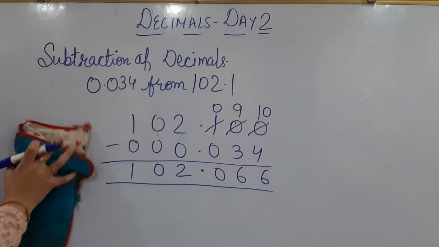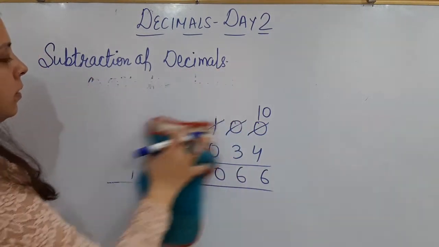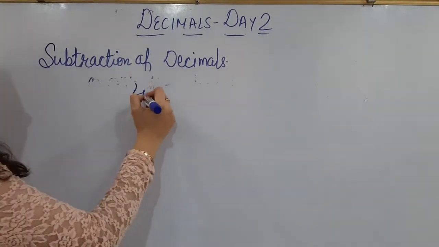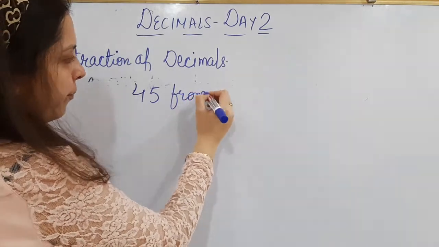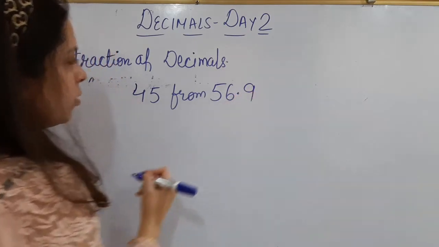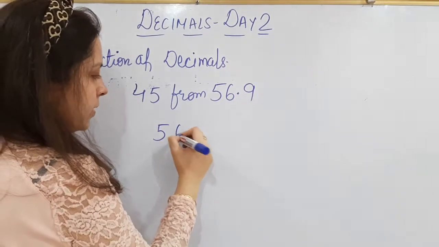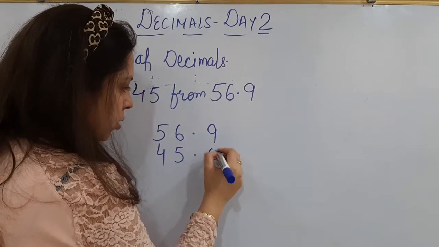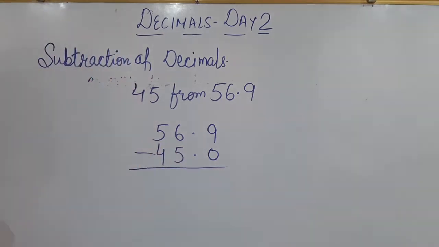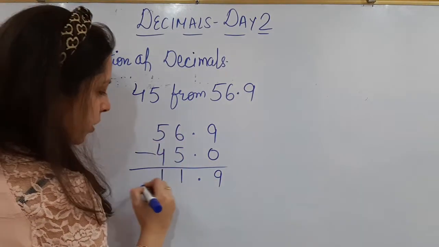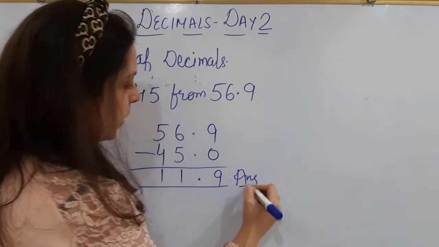Let's consider the next question. The question is, you have to subtract 45 from 56.9. So how will we write this? 56.9, and you have to subtract 45 from it. I don't have a decimal part in 45, so I will write it as 0. Now 9 minus 0 is 9, 6 minus 5 is 1, 5 minus 4 is 1. So 11.9 is the answer. Subtraction is simple.